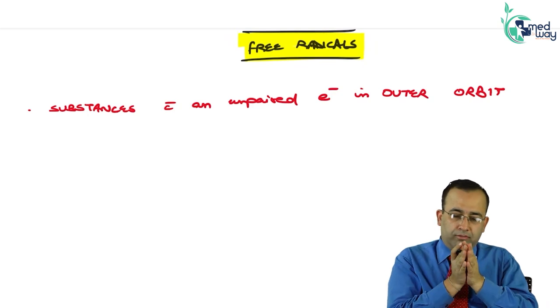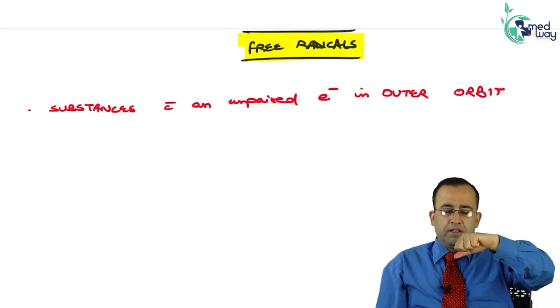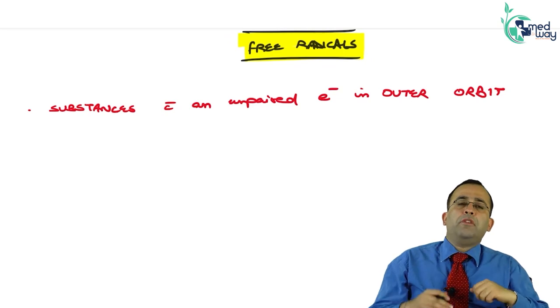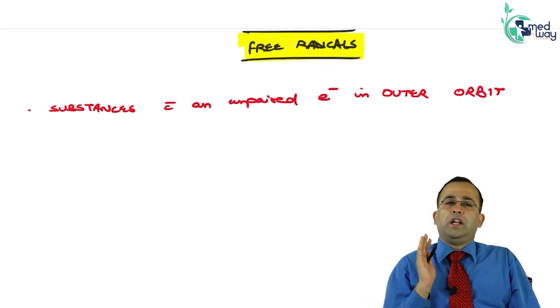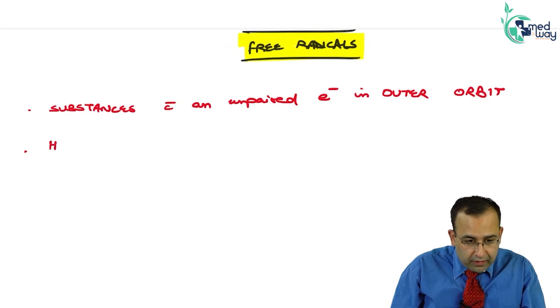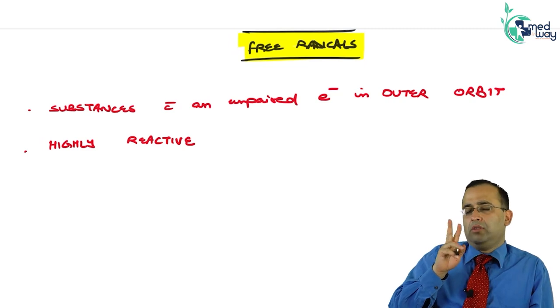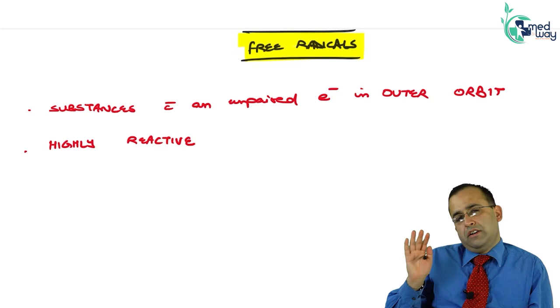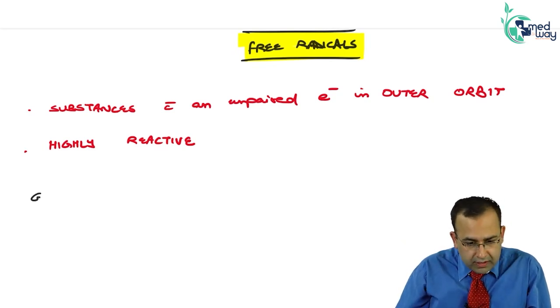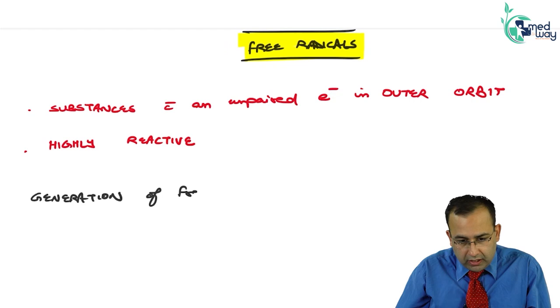Normally, the number of electrons is equal to the number of protons, so the substances are charge neutral. If there is an unpaired electron in the outer orbit, it is called a free radical. Are they less reactive or highly reactive? Free radicals are highly reactive in nature. We will study free radicals under two topics: generation of free radicals and removal of free radicals. Let us first start with generation of free radicals.